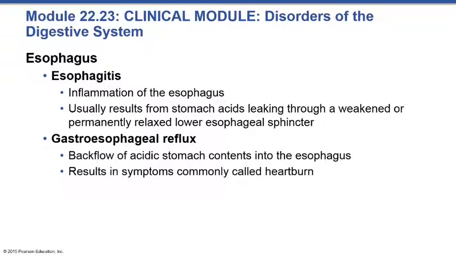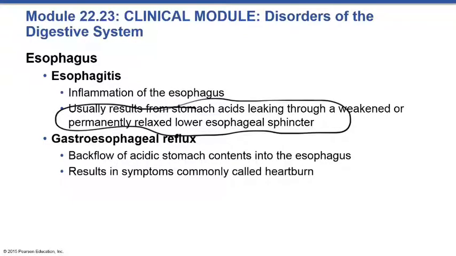Esophagitis, basically inflammation of the esophagus. This could also lead to permanent relaxation of the lower esophageal sphincter, leading to constant or often reflux. So gastroesophageal reflux, you've got the acid content of the stomach going back up into the esophagus, burning and eroding the tissues, causing what we call heartburn.